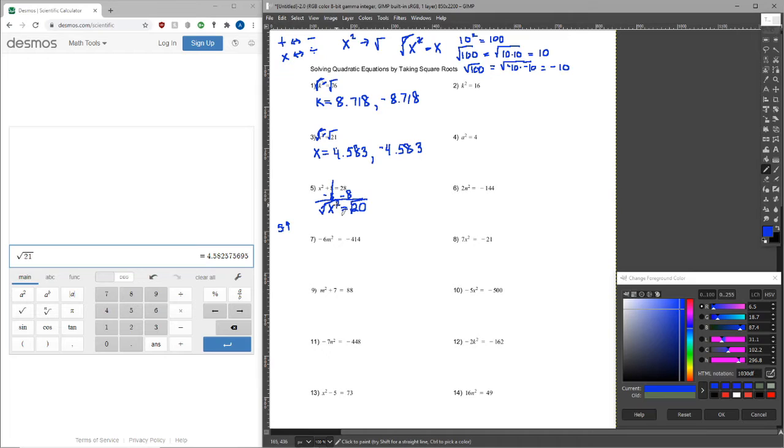And they will cancel each other out, leaving x all alone. And I need to come over here, clear everything, and do the square root of 20. The square root of 20 is 4.472, and the 1 isn't big enough to make it go up, so it's just 4.472. And negative 4.472.